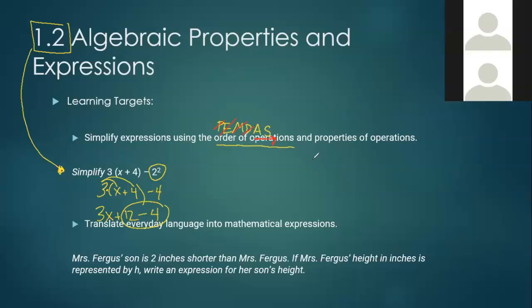Good. So throw your final answer in the chat. What is your expression completely simplified? 3x plus. Nice. 3x plus 8. 12 minus 4 is 8. Good. Good. Okay. If you need more practice on these types of problems, it's in 1.2.